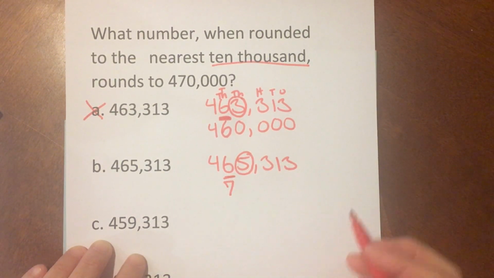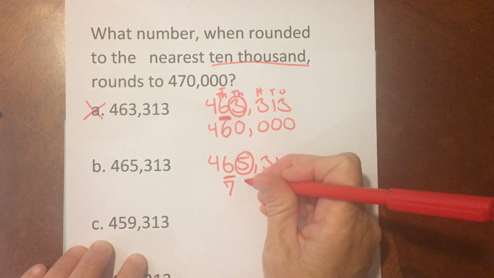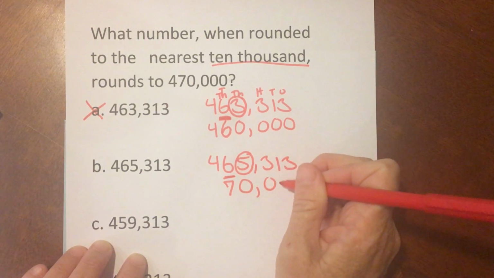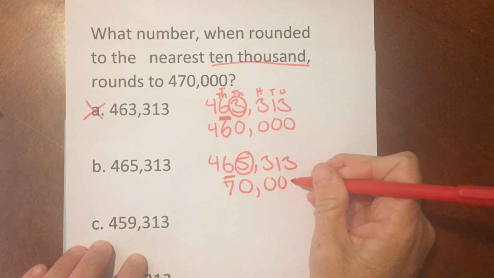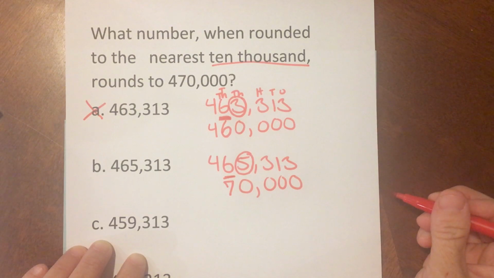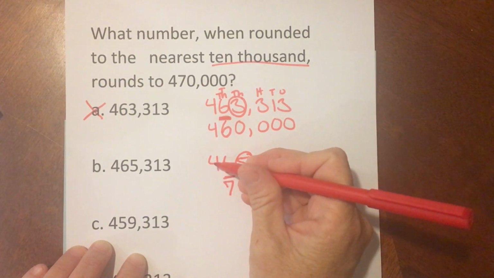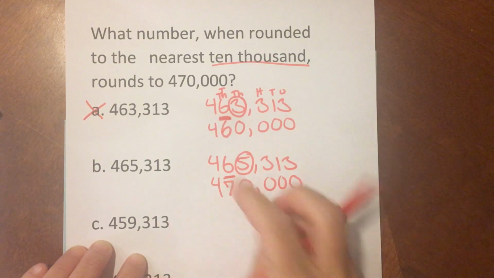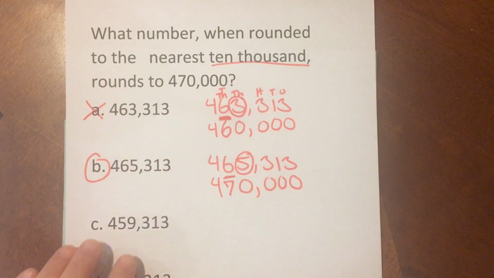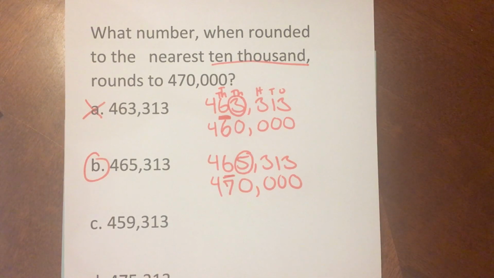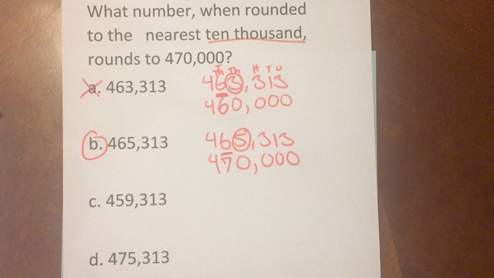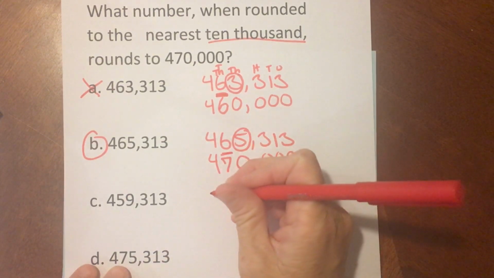That's step 2. Step 3 is all the digits to the right become zeros. So that becomes a 0, that becomes a 0, that becomes a 0, and that becomes a 0. And step 4 is everything to the left stays the same. So the 4 stays the same. Well, that looks like it's my answer. I would actually never stop there though, because sometimes there's multiple right answers or sometimes you've made a mistake. So I still am going to check all of them.